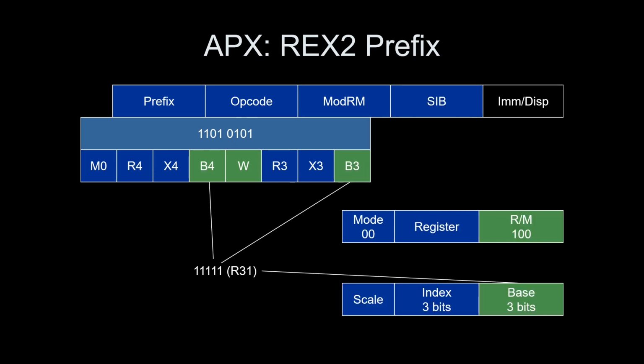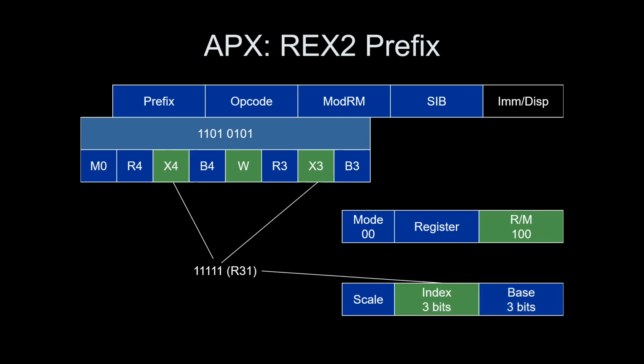And finally, if you're using scale index base addressing, then you can extend the base field with the B field. Now this applies to the base field, not RM. And you can do the same thing with the index field. So now you can use R31, like you can do something like, hey, add R31, R30 is the base, I don't know. Okay, this should be a plus. R29 times 4. And you could use all 32 registers in all 3 of these fields. So that's pretty cool.